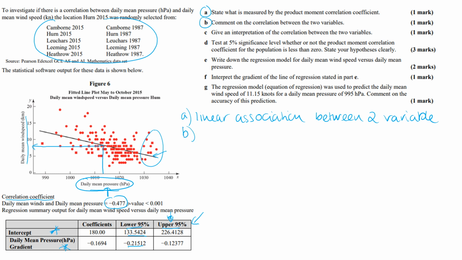In part B, we're asked to comment. So when you're asked to comment, you just say what you see. And what sort of correlation do we have? It is a negative correlation, as opposed to in part C when we're asked to interpret. So when you're asked to interpret, you are the expert and you've got to relay that information into layman's terms. What does the interpretation of the correlation between the two variables mean in terms of these variables?